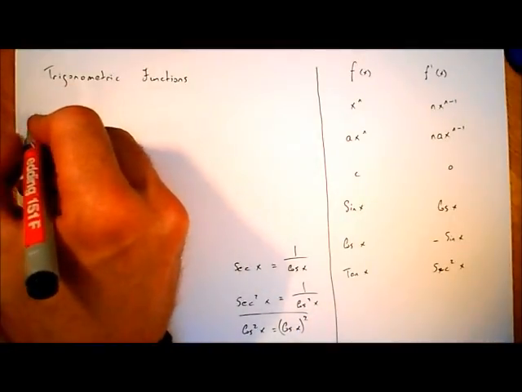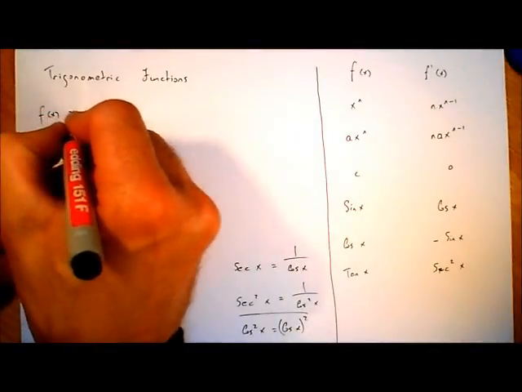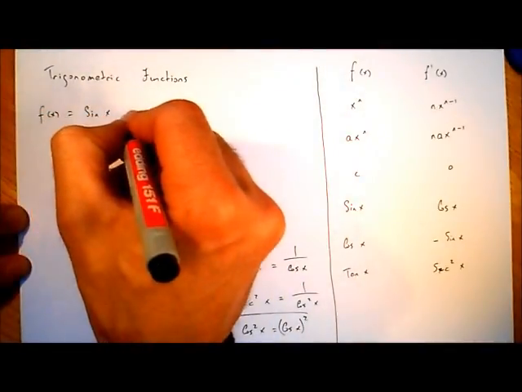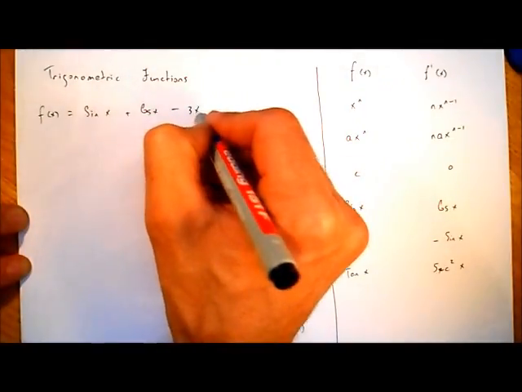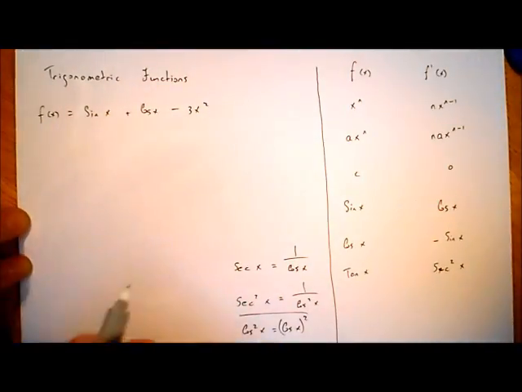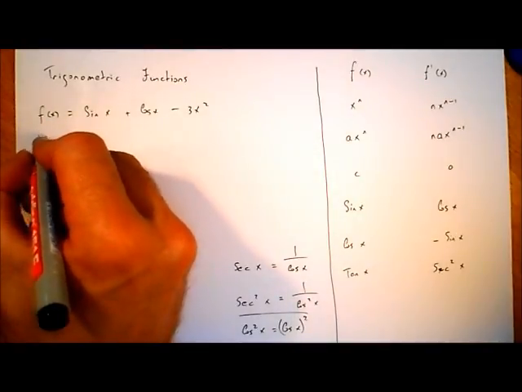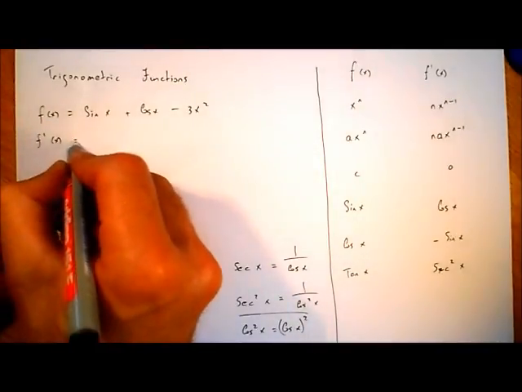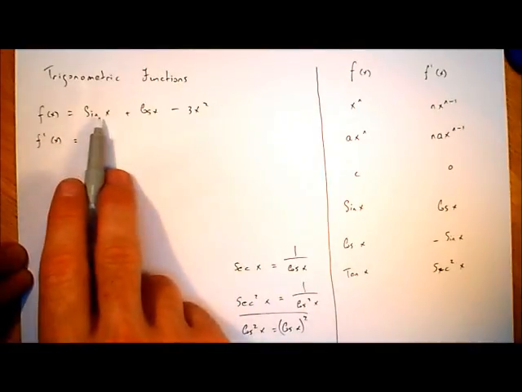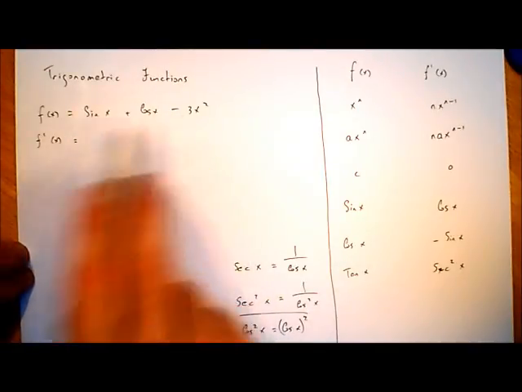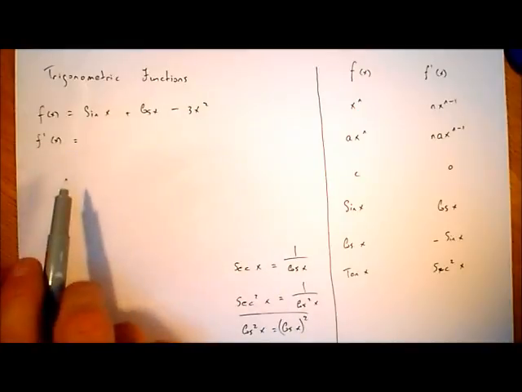So let's say we have the function f of x is equal to sine x plus cos x. Very simple function. Let's add in, say, minus 3x squared. So we have this function here, and we want to find f dash x. So when we differentiate, we find f dash x. Well, all we have is a sum and a difference. We've got a sum here, this plus this, and then a difference, this minus this. So we just do each bit individually.